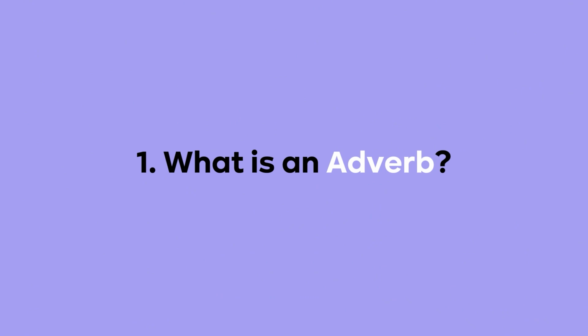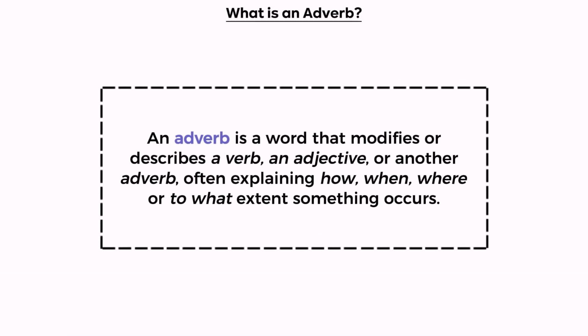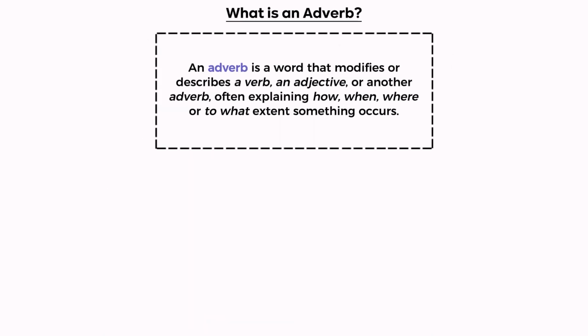1. What is an adverb? An adverb is a word that modifies or describes a verb, an adjective, or another adverb, often explaining how, when, where, or to what extent something occurs. Here are examples of adverbs.